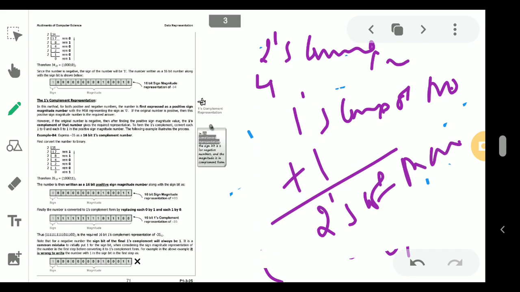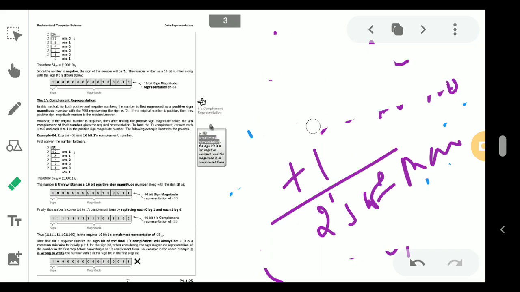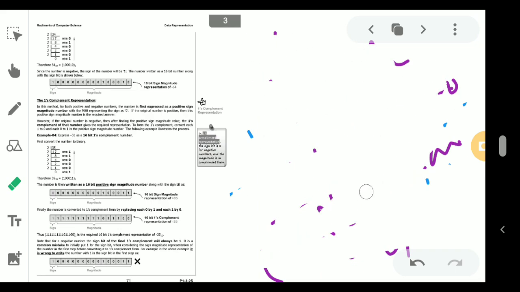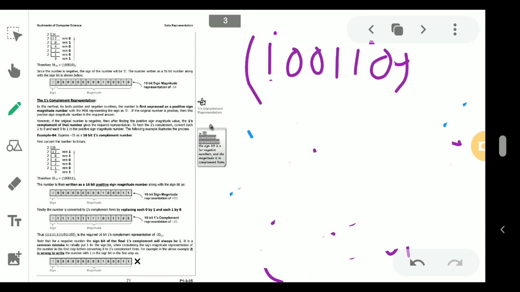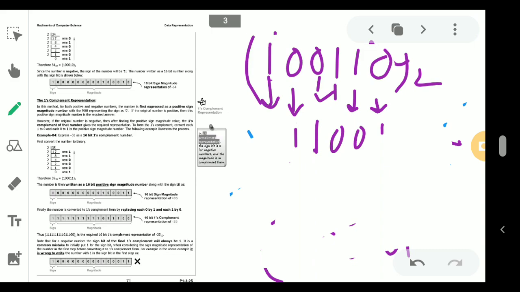Okay. So now let's take an example of how to do it. Let's find out 100110. This is the number, and you have to find out the 2's complement. So 0 will be replaced by 1, 1 will be replaced by 0, again 0 will be replaced by 1, and 1 will be replaced by 0. Very good. This is the 1's complement of the number. And now we will add 1 with it.